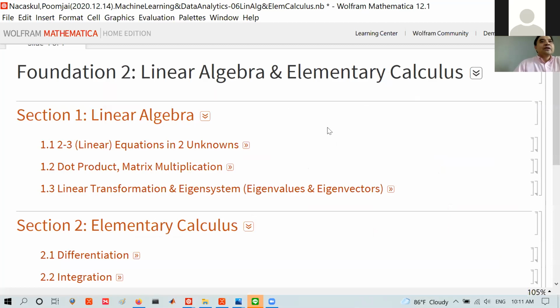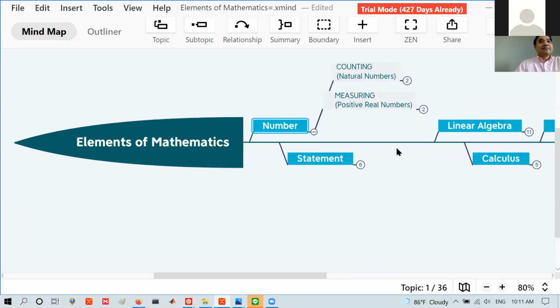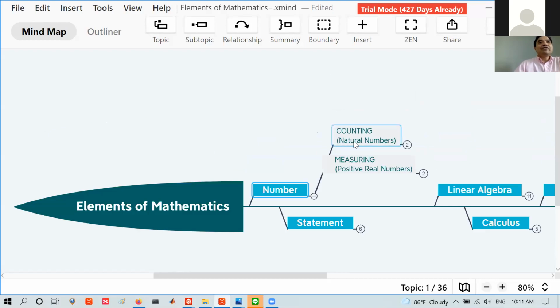Okay. So we have this thing called number, right? Okay. So let me just use it. Might as well. Okay. So number, counting. Okay, you get natural numbers. Measuring. Okay, you get positive real numbers like 1.5 meters, right?